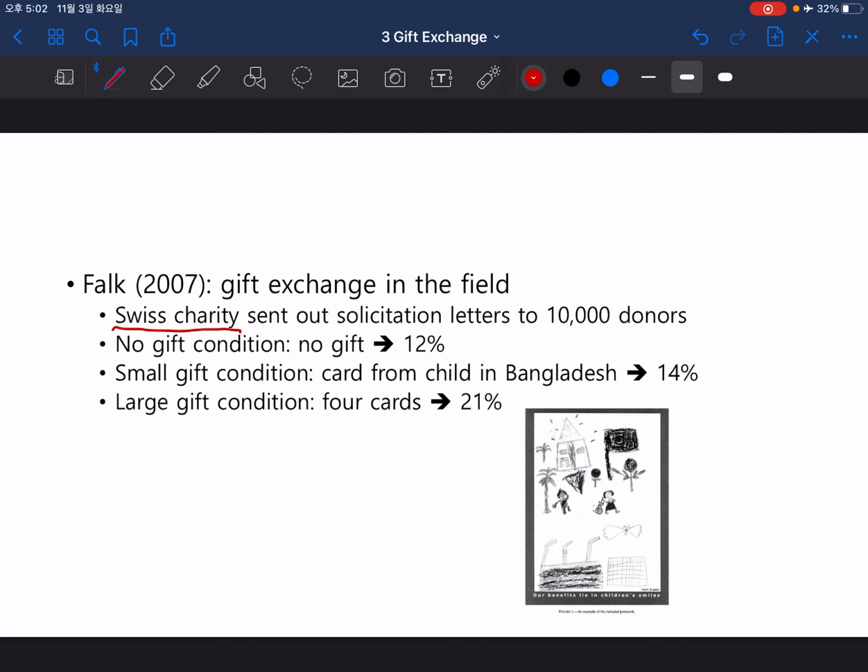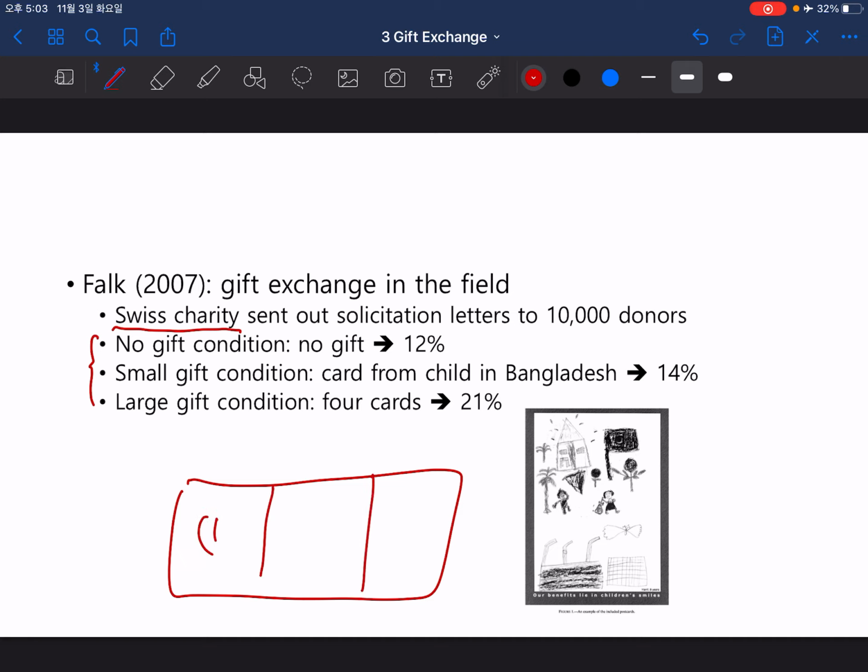Here they have three groups. In total, they sent letters to 10,000 donors. Among them, there are three groups, about 3,300 donors in each group. To the first group, they just sent letters soliciting donations. So no gift, just letters for donation.